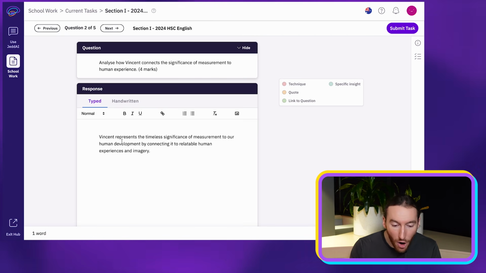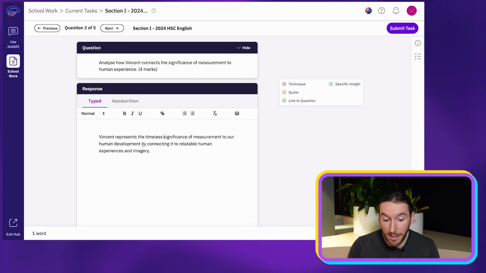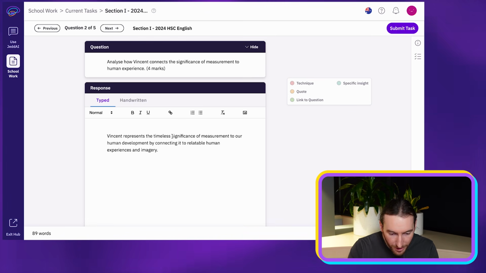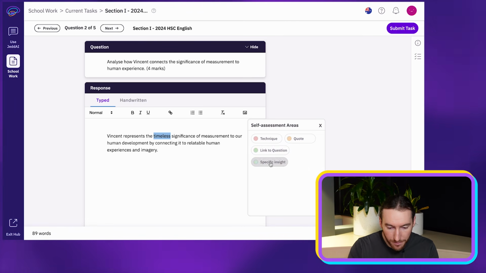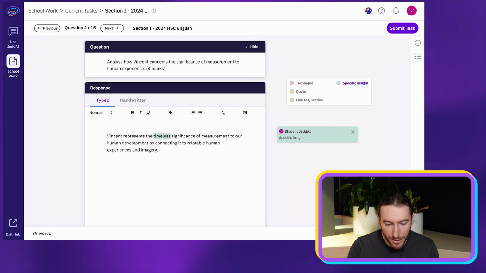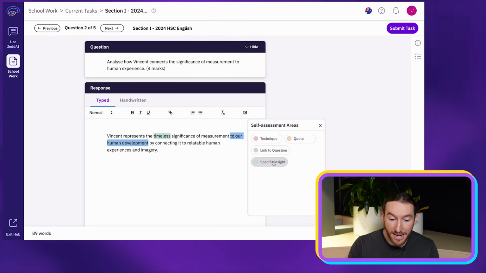Vincent represents the timeless significance, and I think that's fitting here because it talks about ancestors, the timeless significance of measurement to our human development. So the key part of this question, where you're really going to get the marks, is the timeless significance of measurement. Remember, significance of measurement was already in the question, but then we say "to our human development." The question didn't say that. So you're saying why it's significant. Again, why is it significant?